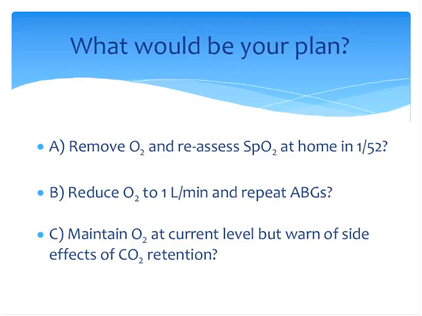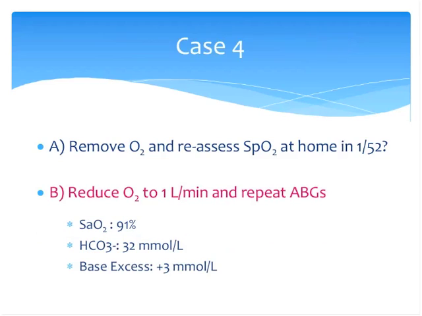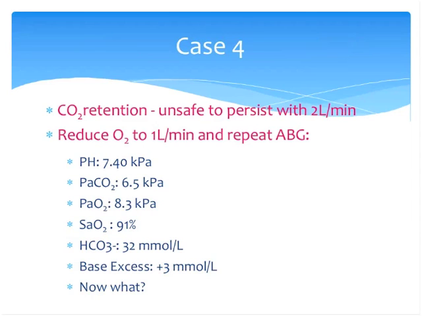And again, many of you answering B for this one. So what we would suggest is that you reduce the oxygen, because if you remember she was on 2 litres from her discharge, reduce it to 1 litre and repeat the arterial blood gases just to see if that makes a difference to her hypercapnia. We know that she was retaining CO2 because her PCO2 was high, so it's unsafe to persist with 2 litres per minute. She also had classic symptoms of CO2 retention in that she was very sleepy during the day and was having headaches when she was waking up.